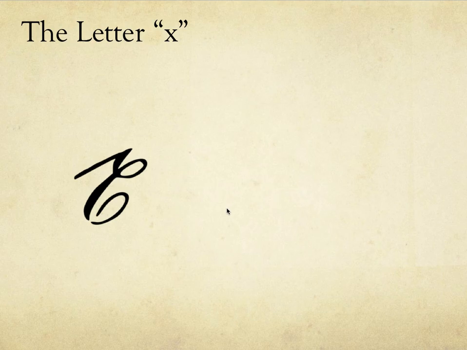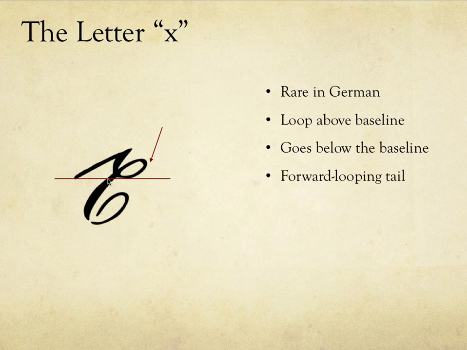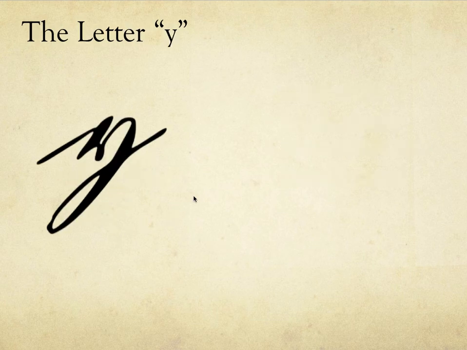Now the letter X is not very common in the German language. You may see it in a name like Max or other certain things, but it's not a letter you'll see a lot. It has a loop above the baseline, and it also goes below the baseline with this forward looping tail. So this isn't something you'll see very often. So if it's a lowercase letter and you see it, you can entertain the possibility that it may be an X.